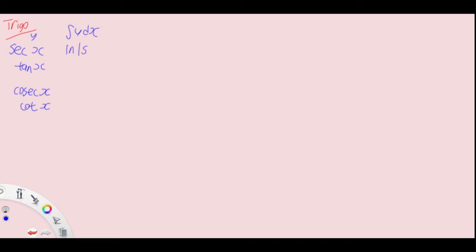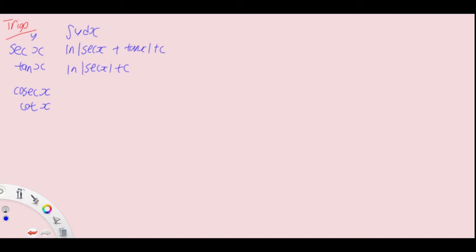So I'm just going to write them down. For secant x, you get back ln modulus of secant x plus tangent x, and obviously not forgetting your modulus sign and your plus c. For tangent x, you get ln modulus of secant x plus c. So you notice already for the first pair, it's like your differentiation, right? Secant and tangent are partners. So in integration, we see secant x plus tangent x with the ln. For tangent x, you get ln secant x.